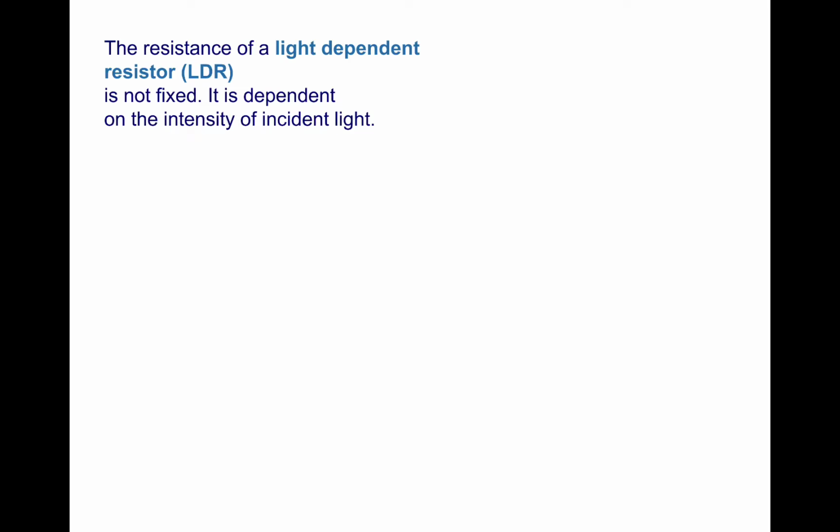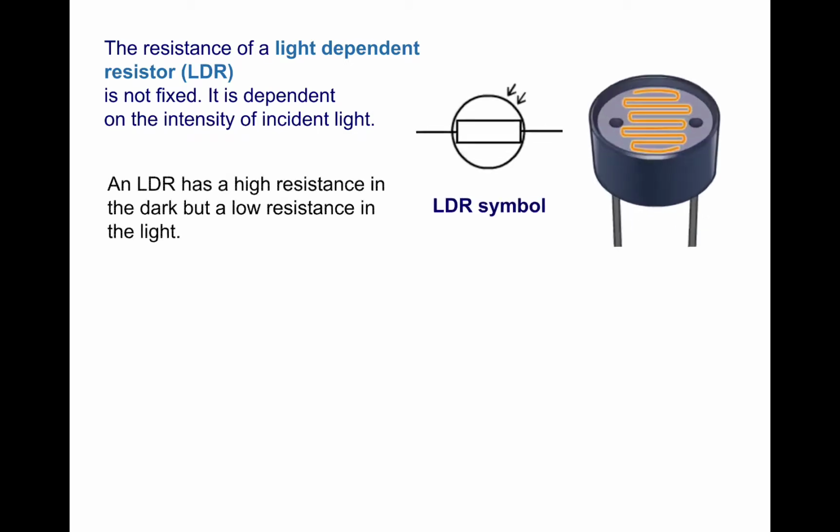The resistance of a light-dependent resistor is not fixed, it is dependent upon the intensity of the incident light. So here's an LDR symbol. An LDR has high resistance in the dark, but a low resistance in the light.